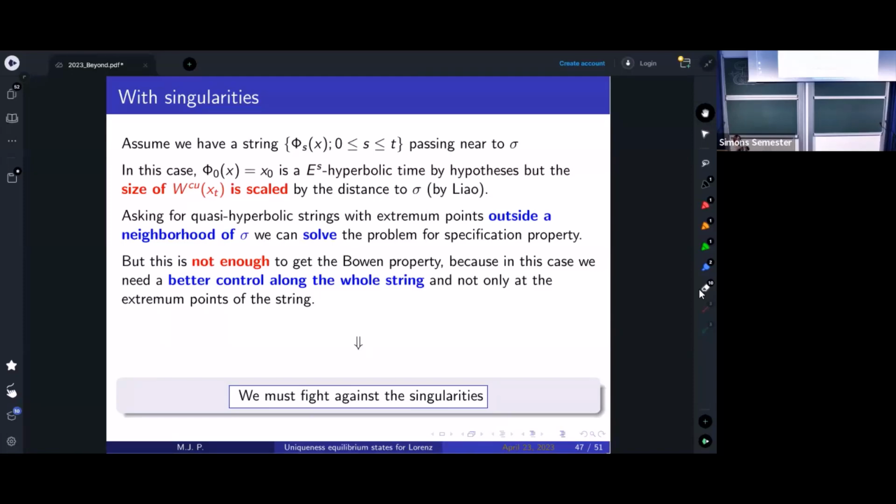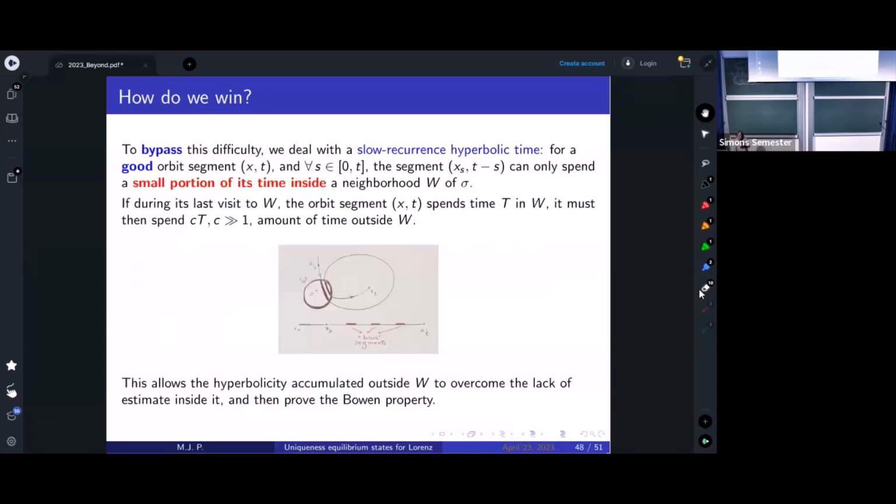Because the Bowen property means that you have better control along the orbit, along every point in the segment of the orbit. You have to have an estimate for the Birkhoff sum of the potential. And when you are nearby the singularity, you lose the uniform size of the central unstable direction. So we have to fight against the singularity just to get the Bowen property. And how do we win? We have to bypass this difficulty.